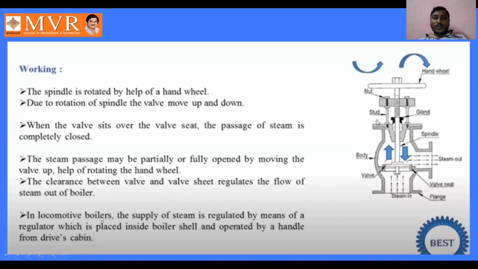See here, in locomotive boilers, the supply of steam is regulated by means of a regulator which is placed inside the boiler shell and operated by a handle from the driver's cabin. In locomotive boilers, we use such types of steam stop valves. This is the working principle of the steam stop valve.